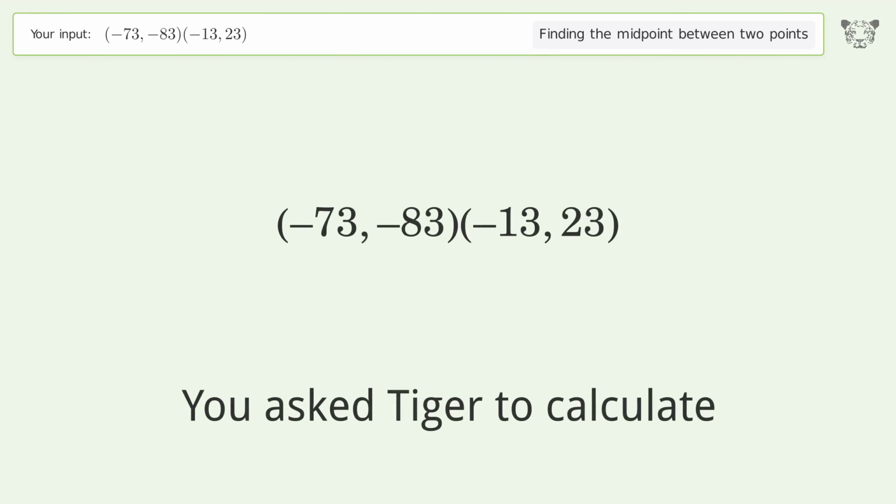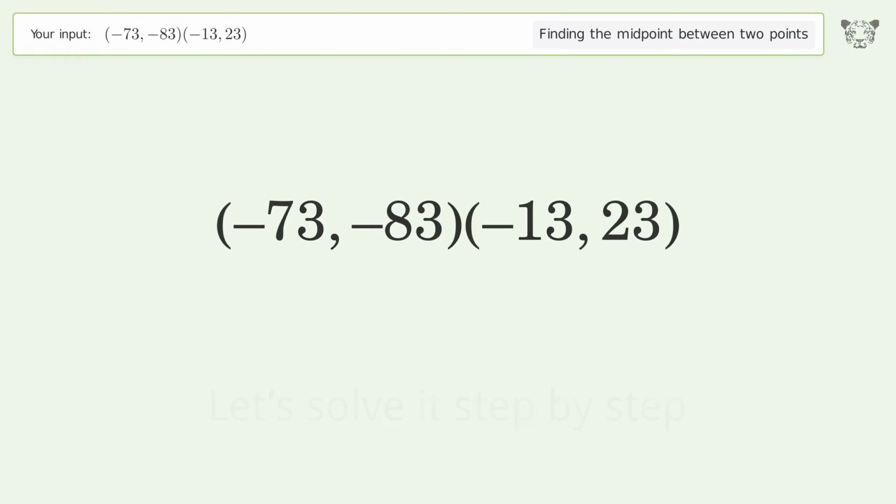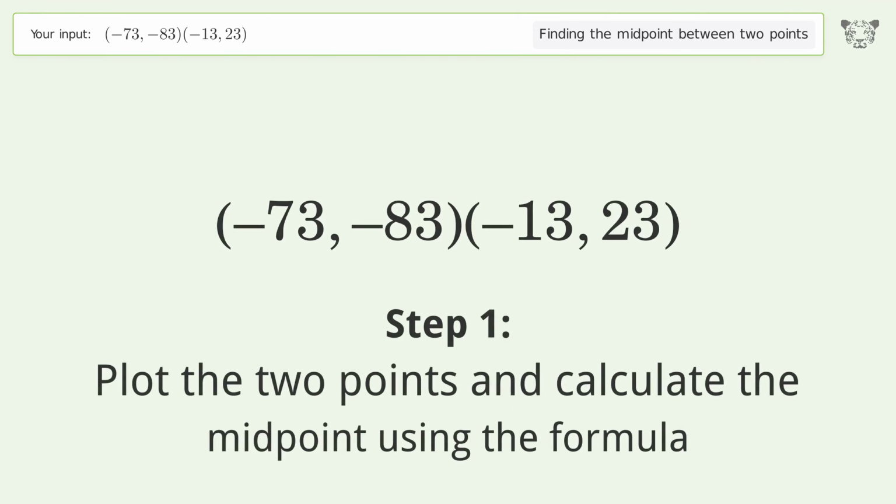You ask Tiger to calculate. This deals with finding the midpoint between 2 points. The midpoint between the 2 points is -43, -30. Let's solve it step by step. Plot the 2 points and calculate the midpoint using the formula.